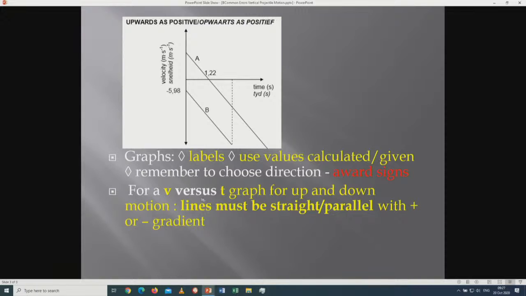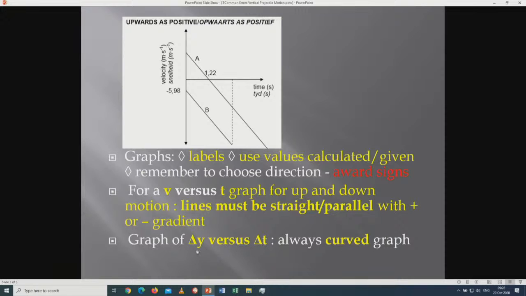Remember then, like I've said, V versus T graphs, velocity versus time graphs for vertical projectile motion, you are working with straight lines with a gradient, positive or negative. And then if there's 2 objects moving, those two straight lines must be parallel because the gravitational acceleration of both must be the same. Right, if they ask you to draw a graph of delta y versus delta t, then you must remember that must always be a curved line.